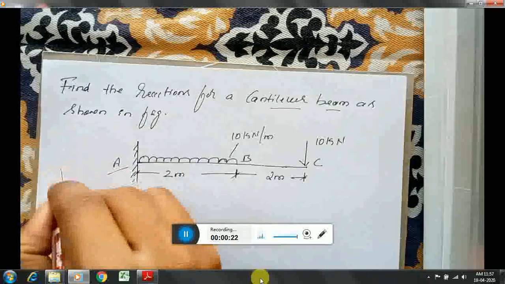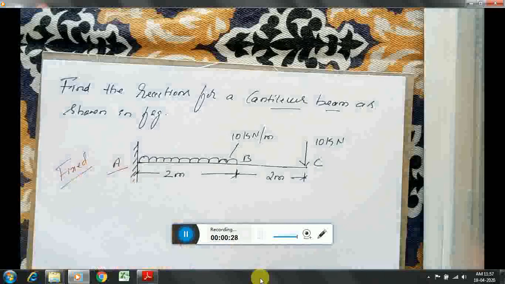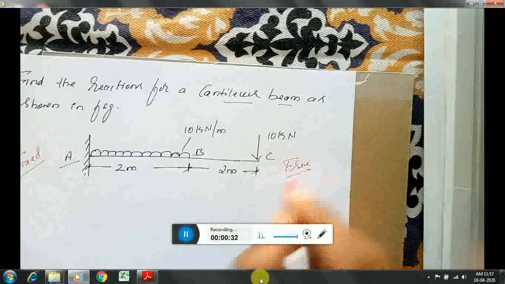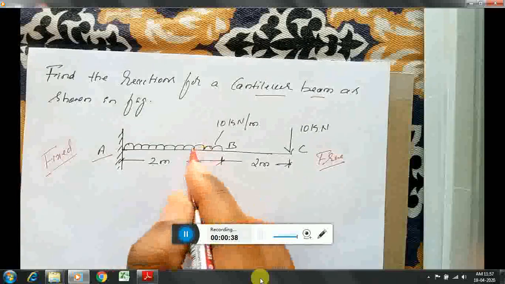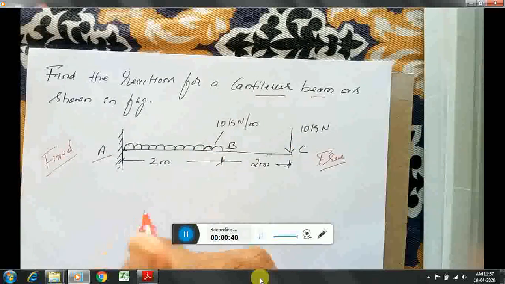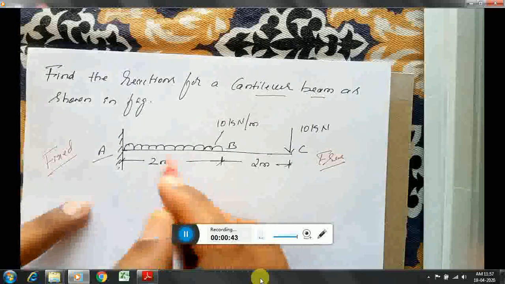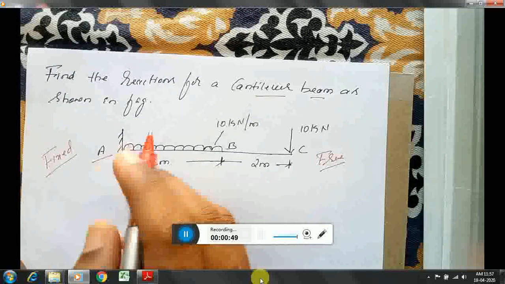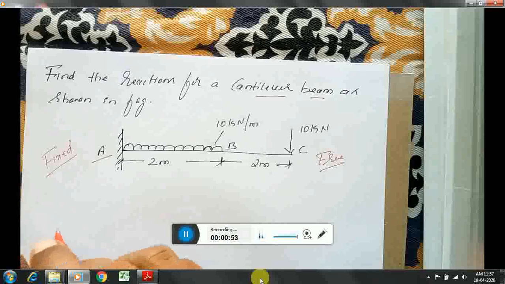At point A it is fixed and at point C it is completely free. Then we can say the beam is a cantilever beam. There are two types of loads present on this beam: one is a UDL and the other a point load. Then it is a statically determinate structure because at point A we have three reactions since it is a fixed end, and all three reactions can be found using the three fundamental equilibrium equations.